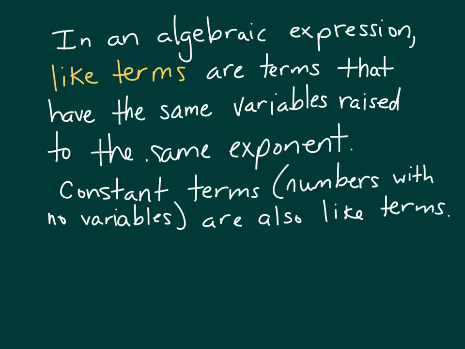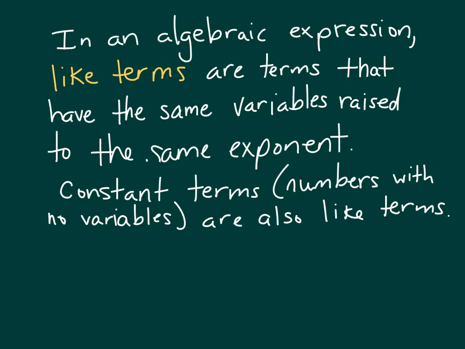The more we work with algebra, the more you'll hear the phrase like terms come up. So you might want to have a good definition for that. You'll write this one down. In an algebraic expression, like terms are terms that have the same variables that are raised to the same exponent. And we haven't gotten into many variables with exponents yet, but those come in down the road.